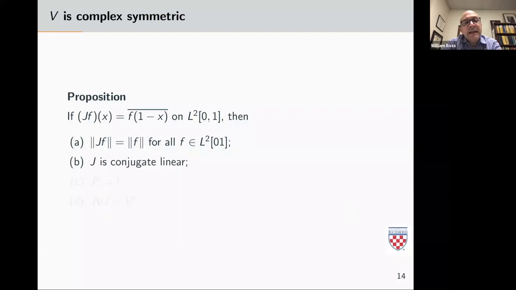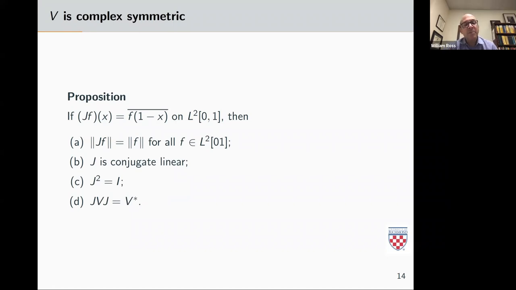Another thing that you can see is that it's additive, but it's conjugate linear. So J of CF is C bar times J of F. Another thing you can see is that if you do it twice, you get the identity operator. And then a little bit of integration with the Volterra operator will show that JVJ is equal to V star. So V is not a self-adjoint operator, but it's in a way a self-transpose operator. And I'll make that clear in a moment.